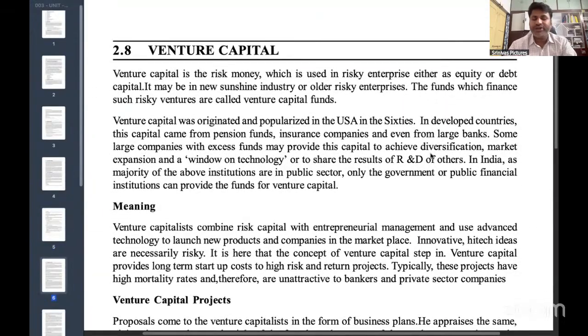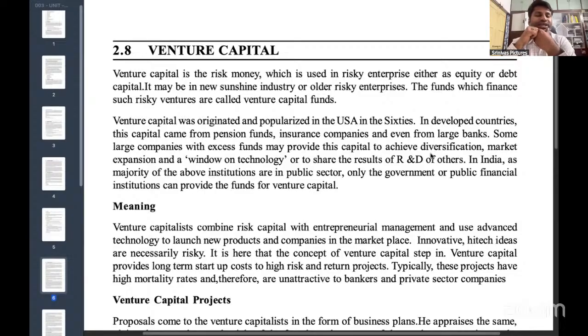This is a very important topic. So venture capital means what? Venture capital is risky money, first of all. Let me explain in one word. Venture capital means the capital which is going to be invested in risky projects, research and development or any startups. In the initial stages, these projects involve very high risk.